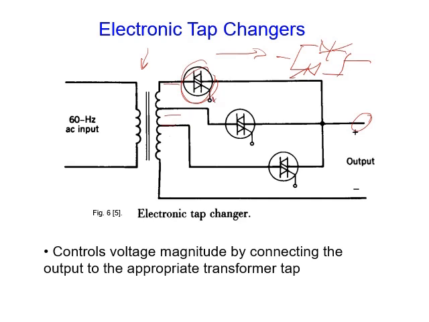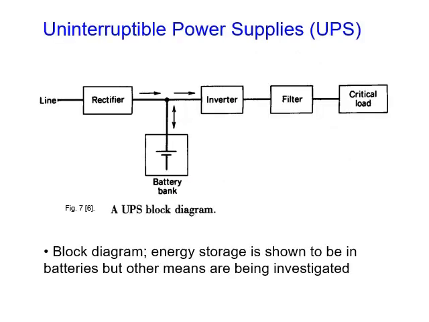So triggering this one means this voltage appears across the output from here to here. Triggering this one, the voltage from here to here. Triggering this one, voltage from here to here. So we can control using an AC voltage controller.